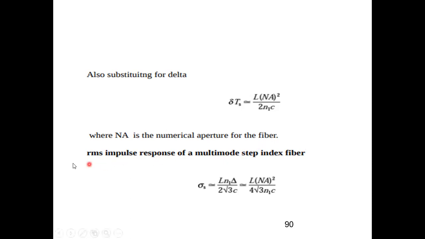Write down this formula. I will explain what the RMS impulse response is. In that, rho S is given approximately equal to L n1 delta upon 2 root 2 C, or in terms of NA. So this is the RMS response. The RMS pulse response of a multimode step index fiber is given by rho S, which is given by this. Now in the next slide, I will explain what the RMS impulse response is.